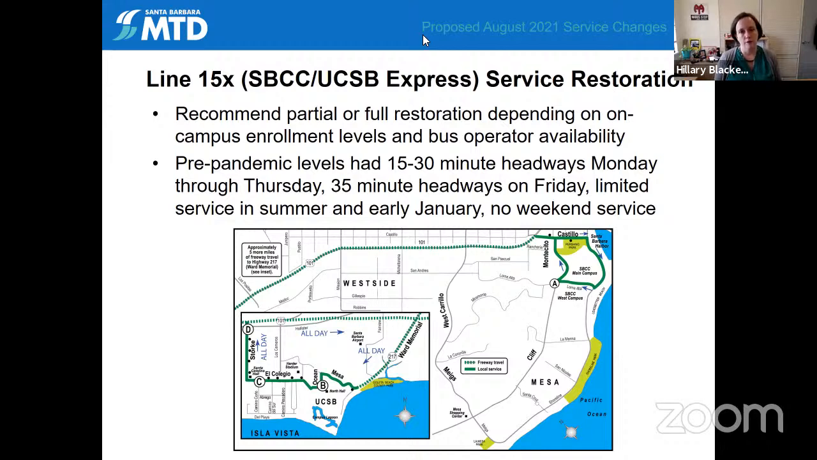Those levels pre-pandemic were 15 to 30-minute headways Monday through Thursday. And then on Friday, there are just fewer classes on campus, and that was always 35-minute headways. Then we had limited service in the summer and a couple times a year, basically early January. And there was no weekend service on the 15X. So this would likely come back less frequent than it was before, maybe modeled on Friday, but with the span of service changed. That's something we're looking at, but we do think it needs to come back in some form.